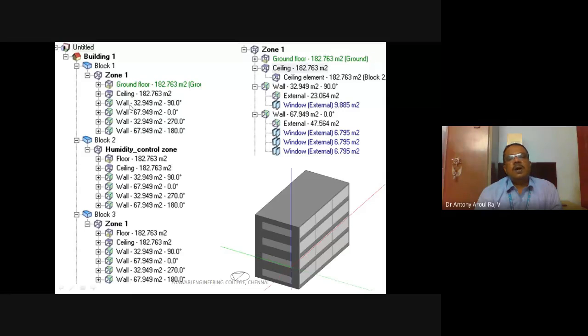You can click this wall. What is there in the ceiling? I'm clicking, so I'm having an element component. So in the wall, I have 2 components: one is external wall construction and the other is window.